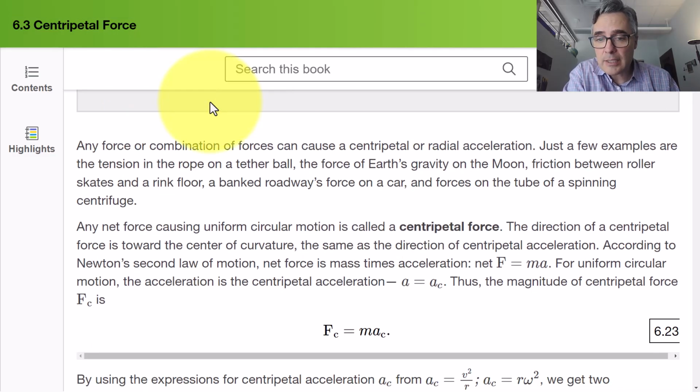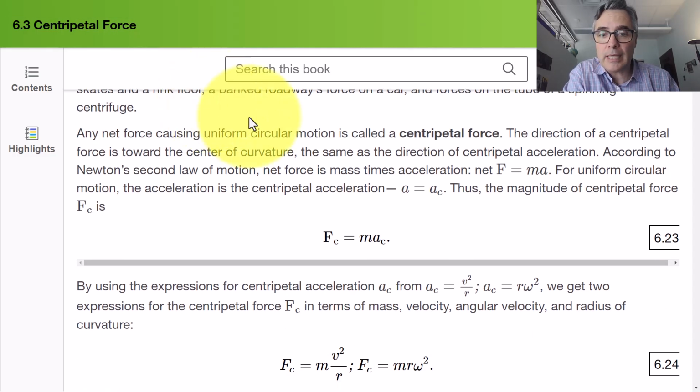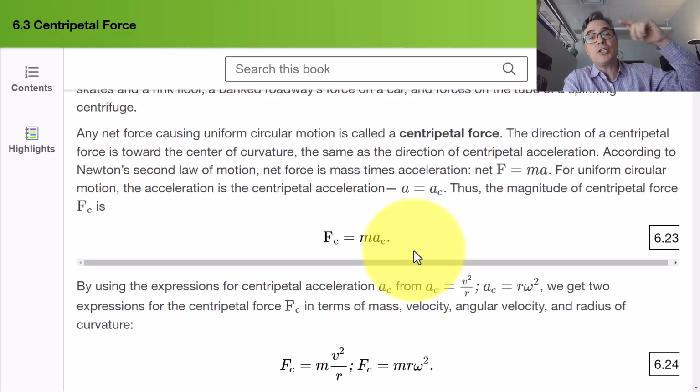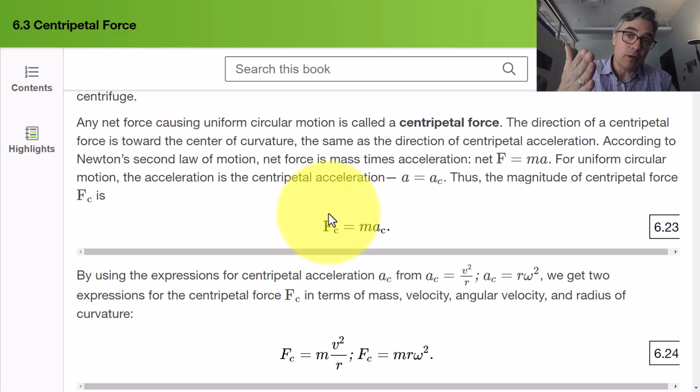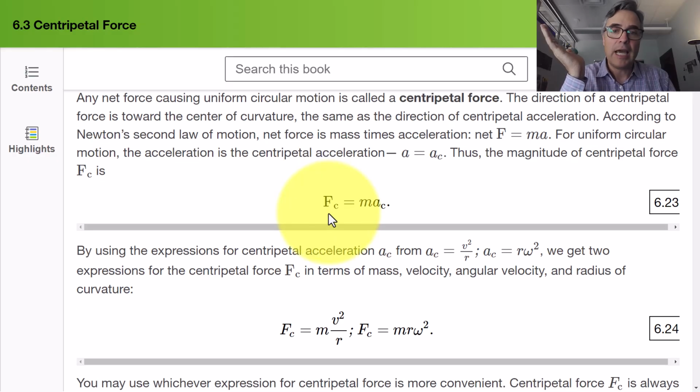In the last section, 6.2, we learned about centripetal acceleration, a sub c, meaning that if you are going along a circular path, your velocity is constantly changing so that you are accelerating towards the center of that circular path, and the value of centripetal acceleration is v squared over r. Well, centripetal force is the net force required to give you centripetal acceleration. It's as simple as that.